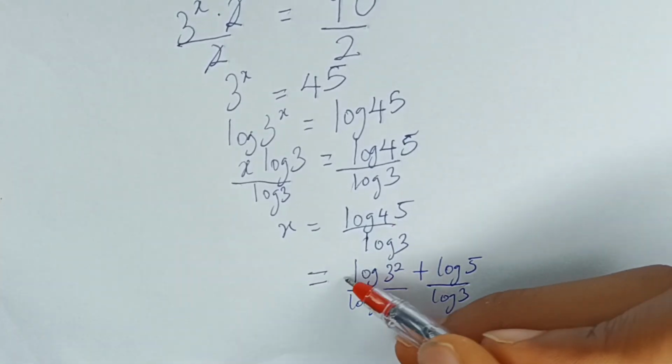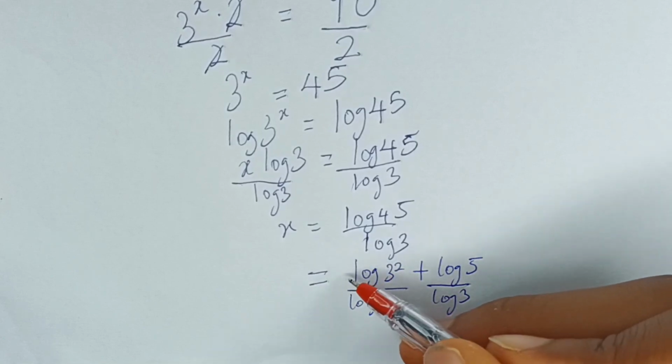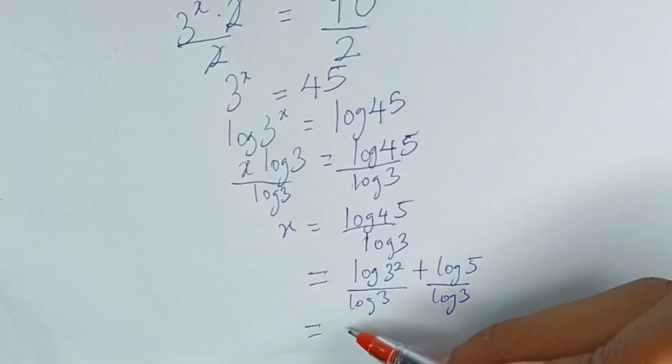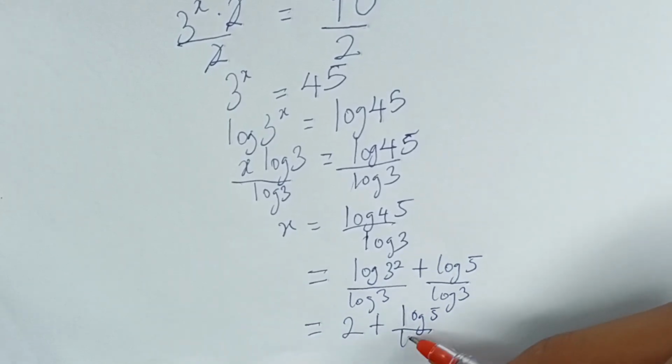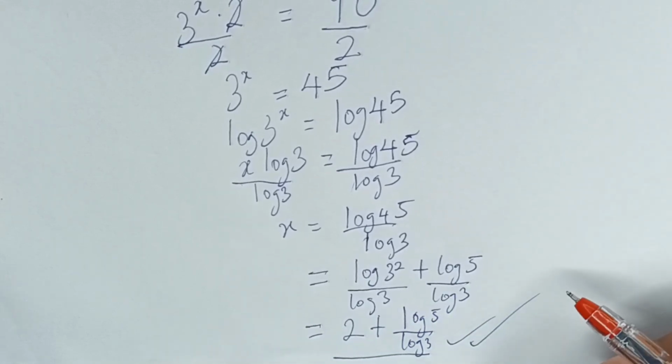Now from here you can see that log of 3 squared is 2 log 3. Okay, so we have 2 times log of 3 over log of 3, which is basically 2. So this becomes equal to 2 plus log of 5 over log of 3, and this is your final answer.